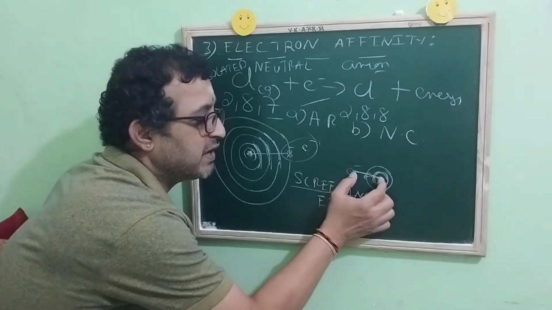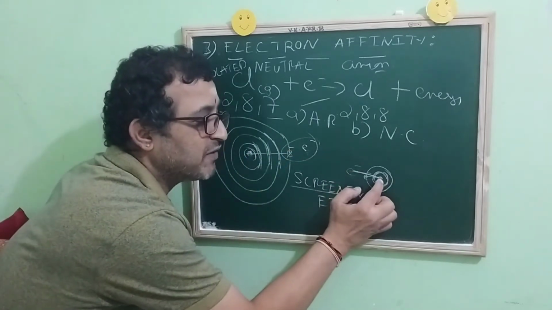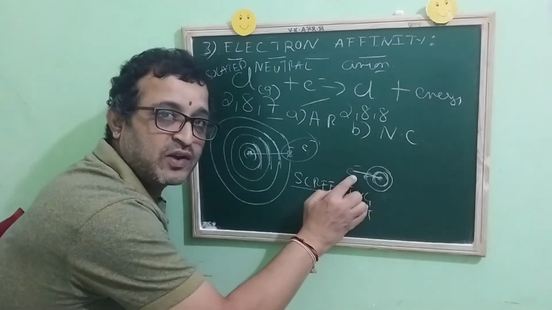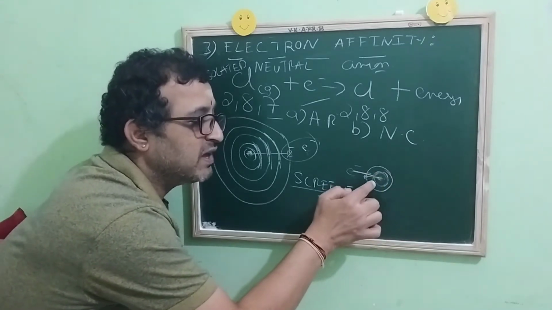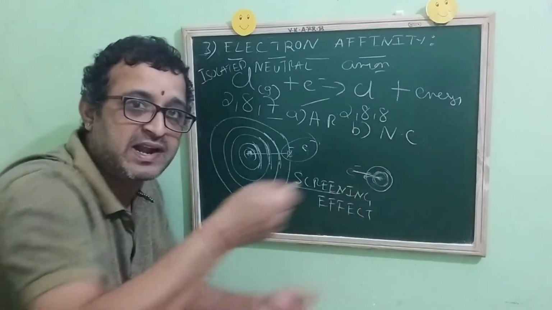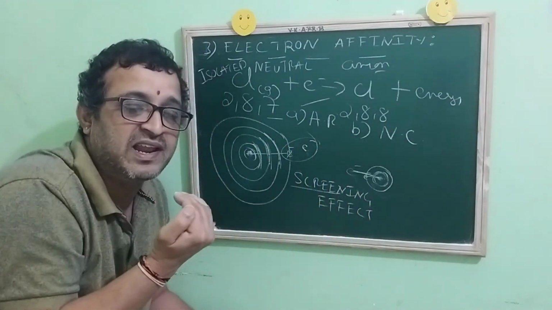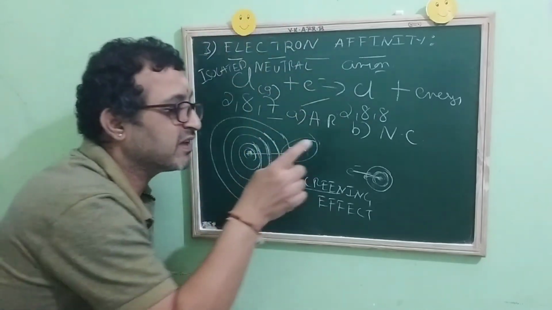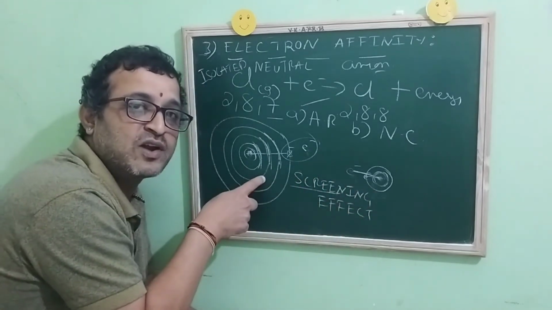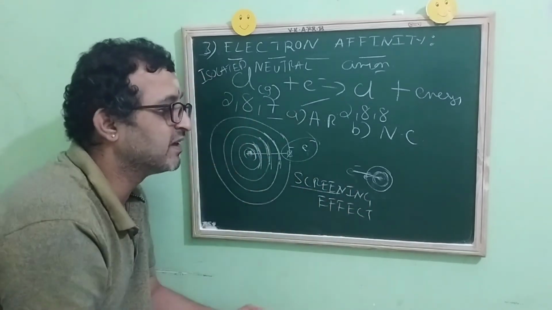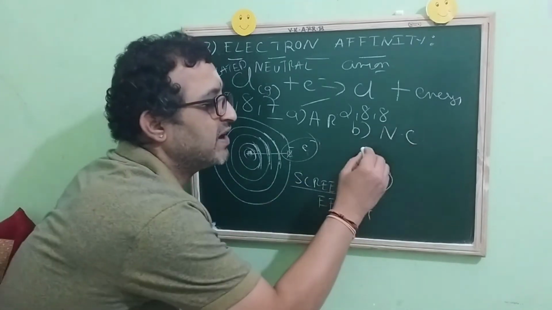Now, when you compare this with this, here the force of attraction between the nucleus and the outermost electron is more because of less of what effect? Screening effect. So that's why in the smaller atom the attraction is more. The smaller atom will accept the electron more readily and it will release more energy. That is, the electron affinity of the smaller atom is what? More, and the electron affinity of the bigger atom is what? Less.